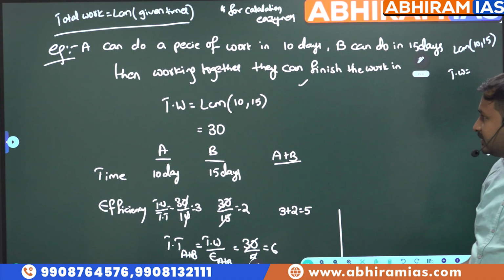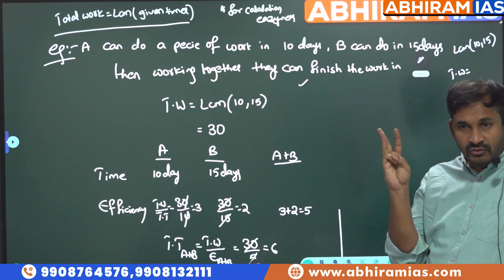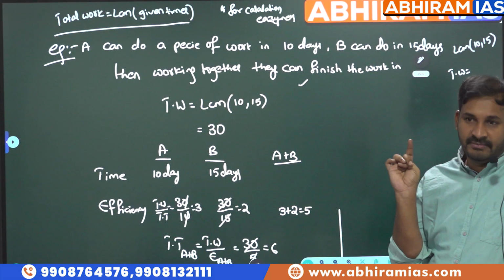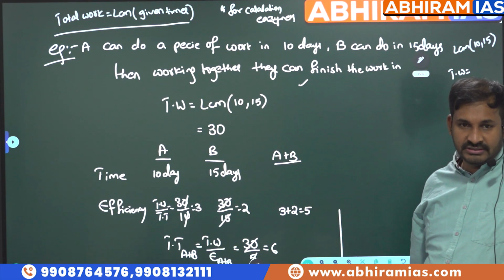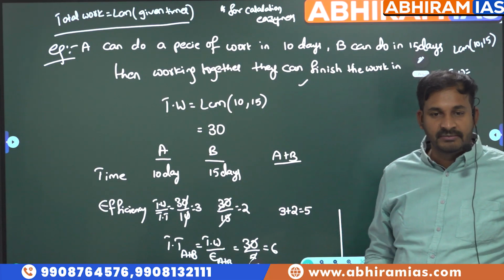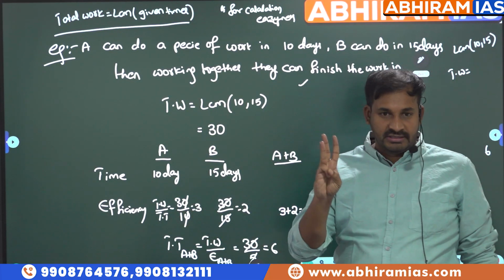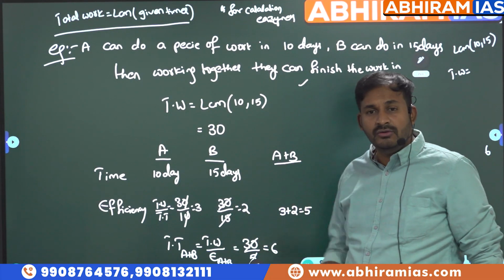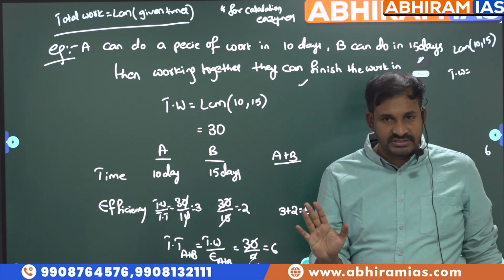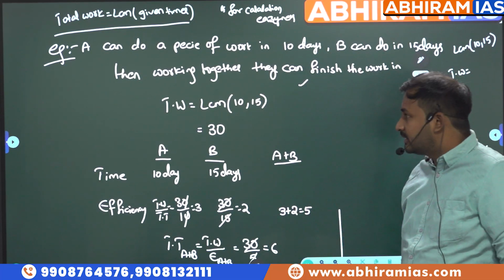Okay, right? This is how we calculate the total work. So there are 3 things: total work, efficiency, time taken. Efficiency means the amount of work done by a person in a given unit time. That means in one day A can do 3 work, in one day B can do 2 work. That is its efficiency. Like that the things will happen here.